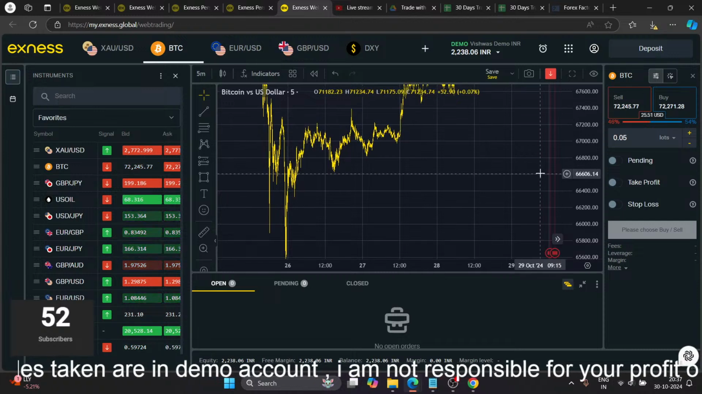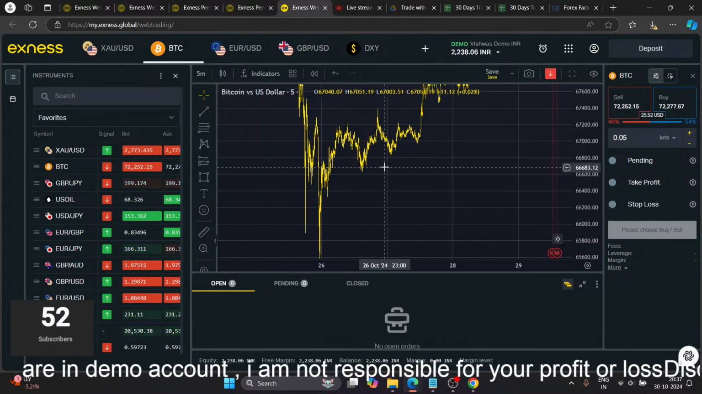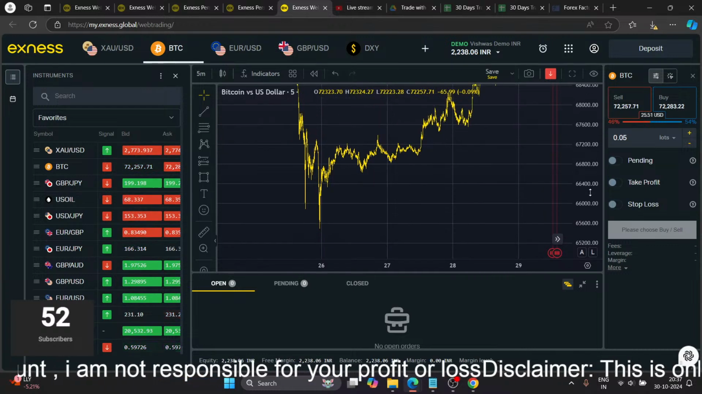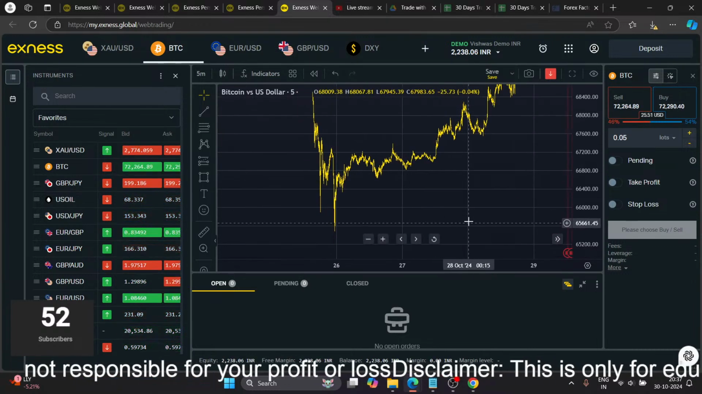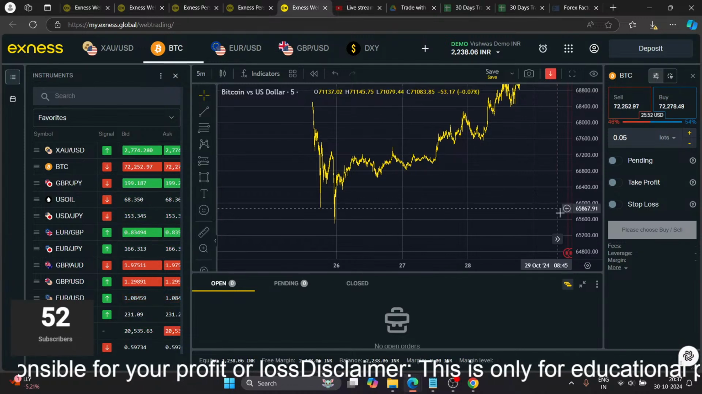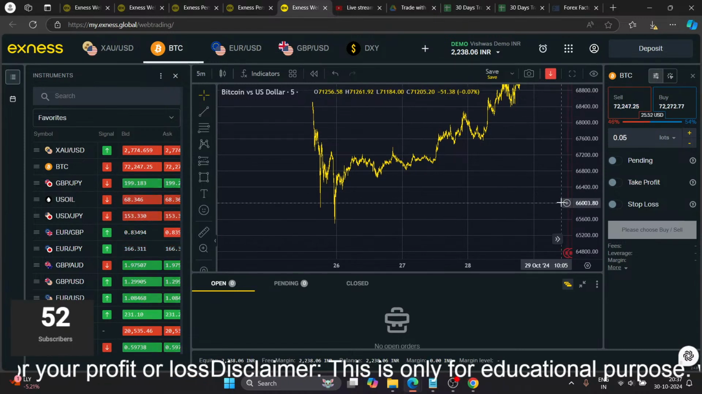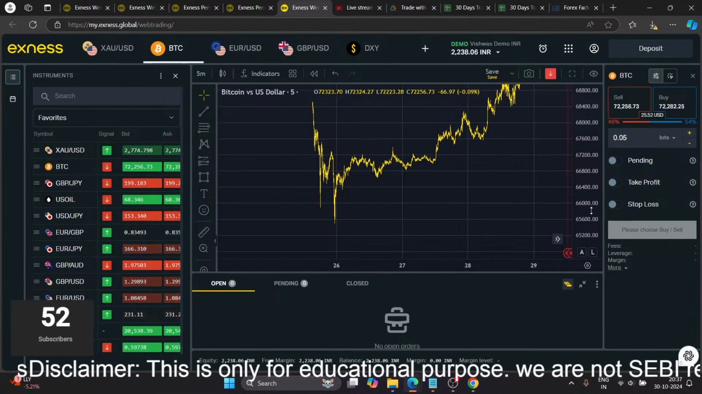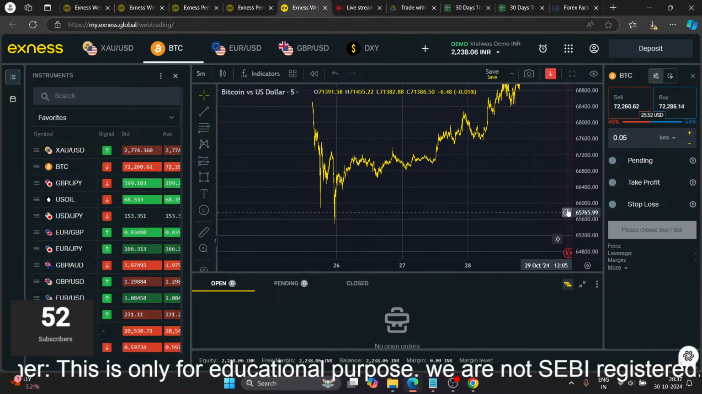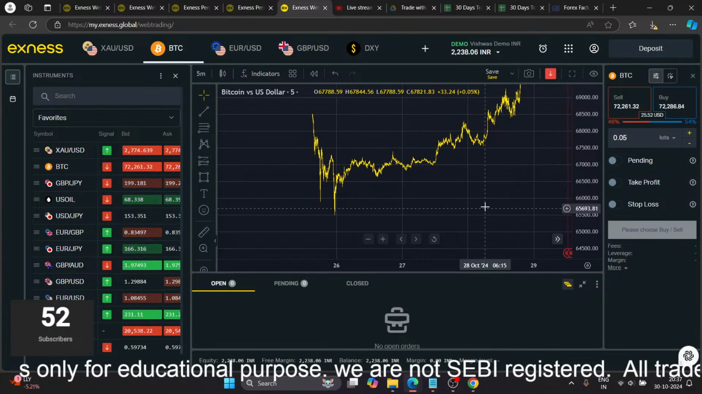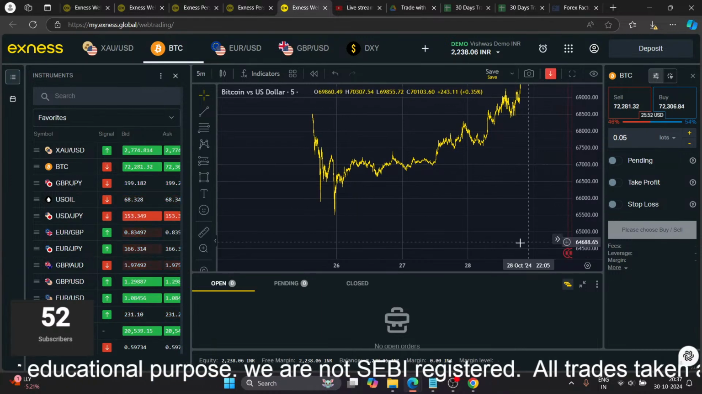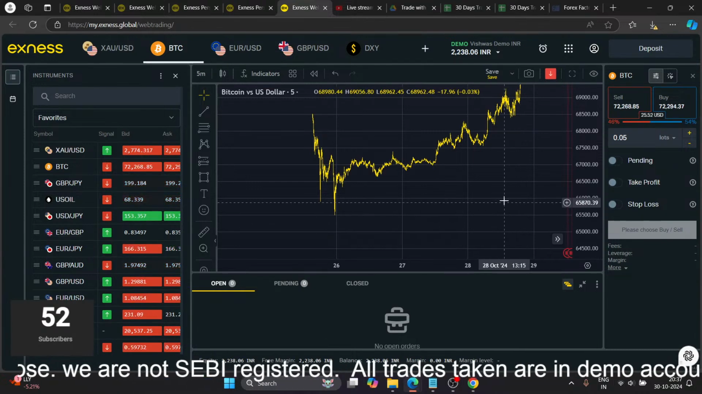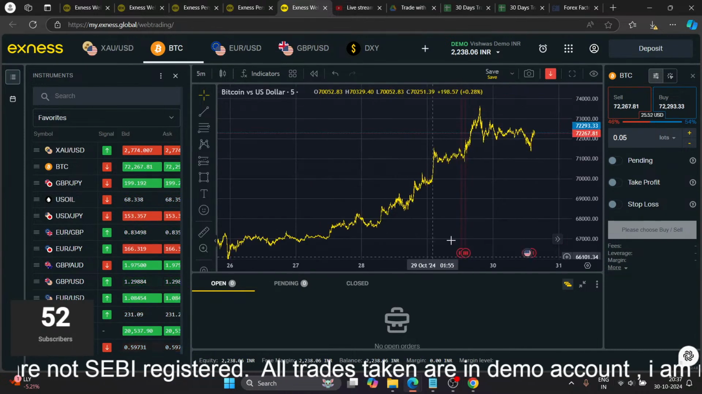There are some OBs also. There are some institutional blocks, also psychological levels. If it is a round figure, like 66,000, I'll take profit till 66,000 or 65,000. So these round figures are also a kind of order block, because if I'm taking a buy from 65,000, I'll take profit till 65,500 or 66,000, something like that.